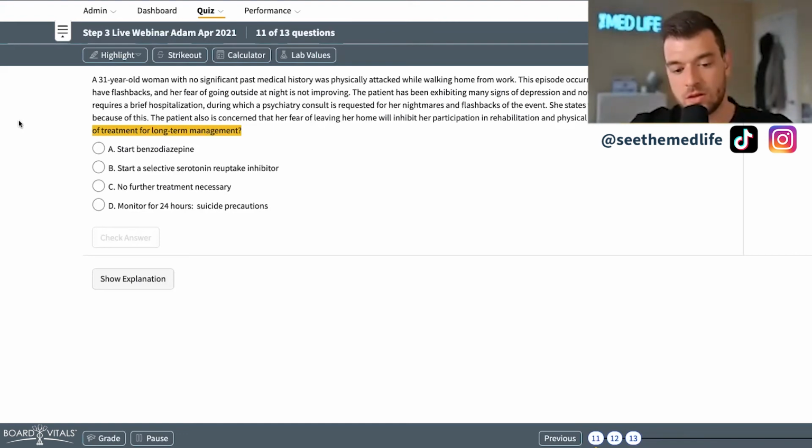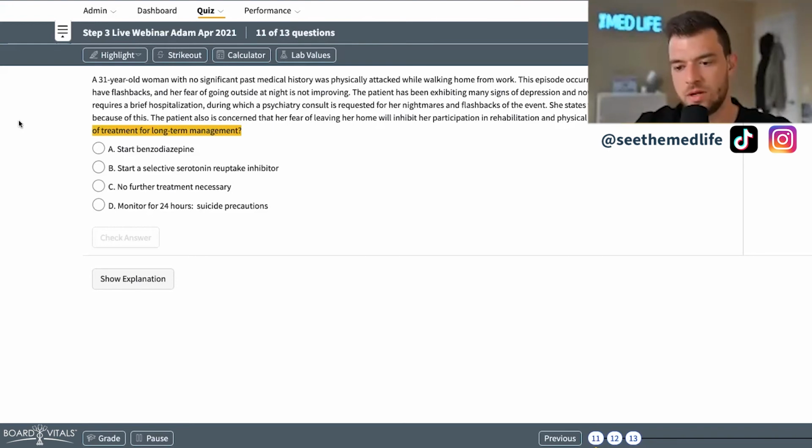So this is a 31-year-old woman with no significant past medical history. She was physically attacked while walking home from work. This episode occurred over 1 month ago. She continues to have flashbacks and fear of going outside at night, which is not improving. The patient has been exhibiting many signs of depression and now refuses to leave her house. She requires a brief hospitalization, during which psych consult is requested for her nightmares and flashbacks of the event. She states that she has been unable to sleep because of this. The patient is also concerned her fear of leaving her home will inhibit her participation in rehab and physical therapy. What is the most appropriate course of treatment for long-term management?